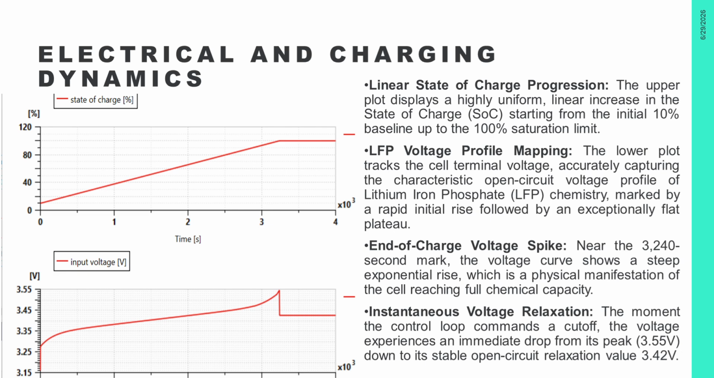The lithium iron phosphate voltage profile mapping. The lower plot tracks the cell terminal voltage, accurately capturing the open circuit voltage profile of the lithium. So when we charge the battery, the voltage gradually increases, and it has increased from 3.25 volts when the charging is at 10% to 3.55 volts when it is at 100%. And after that it is disconnected, which means the voltage has dropped to around 3.40 volts.